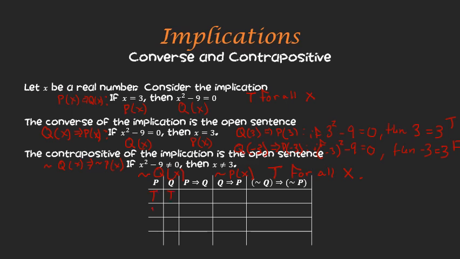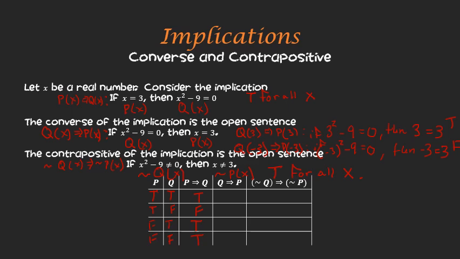True, true. True, false. False, true. False, false. So the implication P implies Q is true here. False here, since the hypothesis is satisfied, the conclusion doesn't follow. Here it's true, and here it's true, since the hypothesis is false.